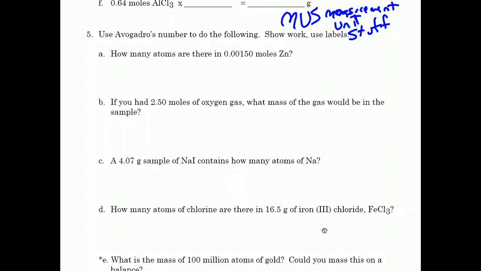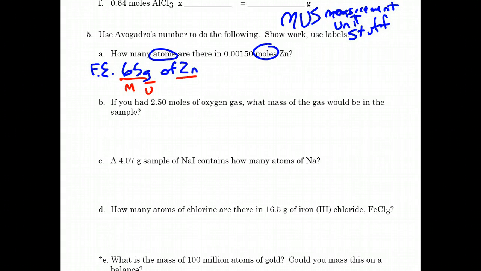So how many atoms are in 0.0015 moles of zinc? If we're relating atoms to moles, we should know from our handy dandy periodic table that for every 65 grams of zinc, so again, here's my MUS.